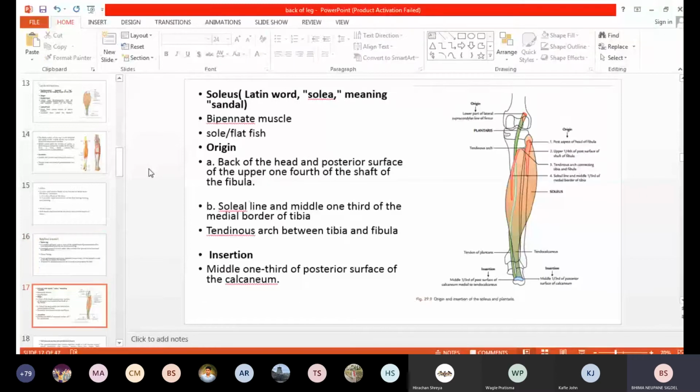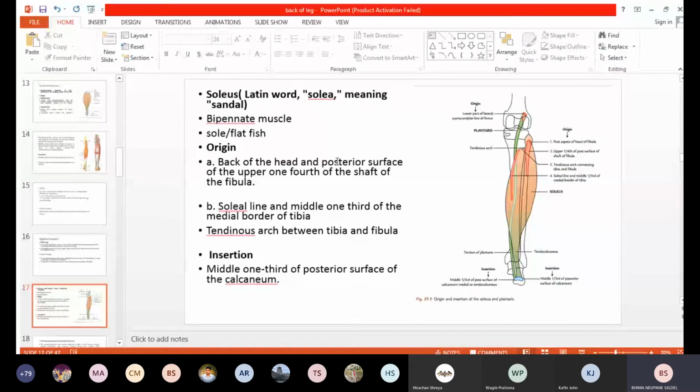Okay. So now after that, soleus muscle. The soleus is a bipinnate muscle, named because it looks like the sole of the foot, or sometimes a flat fish. So the name is the soleus muscle. It originates from the back of the head.